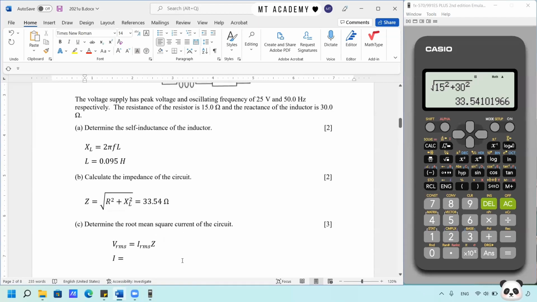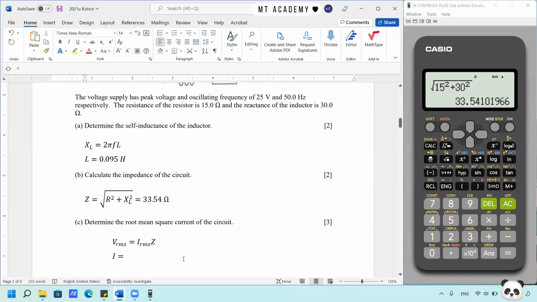Okay, so next, determine the root mean square of the current. To calculate the root mean square of current, you need to use the root mean square of the voltage, and we have the formula V equal to IZ. We have the voltage as 25 volts, which is the peak voltage, so we need to convert to root mean square by dividing the value by √2. So we have 25 over √2, which is the root mean square voltage.